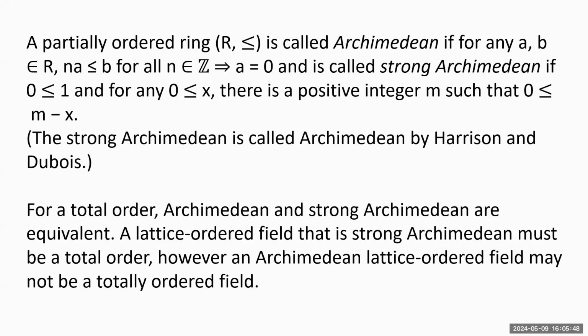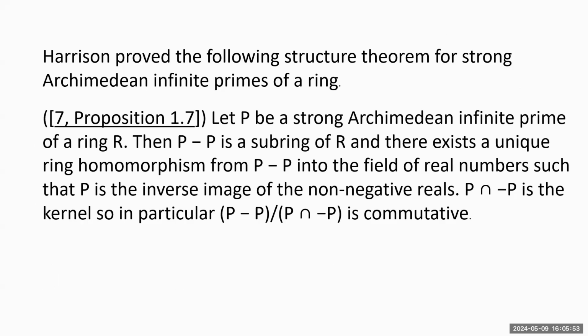Harrison gave the following result about infinite primes which are strong Archimedean. Let P be a strong Archimedean infinite prime. Then there is a unique ring homomorphism from the ring generated by P to the field of real numbers, such that P will be the inverse image under this homomorphism of the non-negative real numbers. And P intersection negative P will be the kernel of this homomorphism.